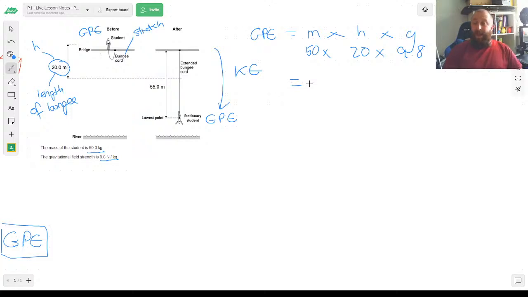So mass is 50, height is 20, gravitational field strength is 9.8. I haven't had to do any thinking at that stage. All I've had to do is copy out a formula and write some things in, and I'm probably going to get some marks just for doing that. Now, I'm going to type this into my calculator. It's a science exam, not a maths exam, so we can use the calculator for doing this. So 50 times 20 times 9.8 is 9,800 joules.